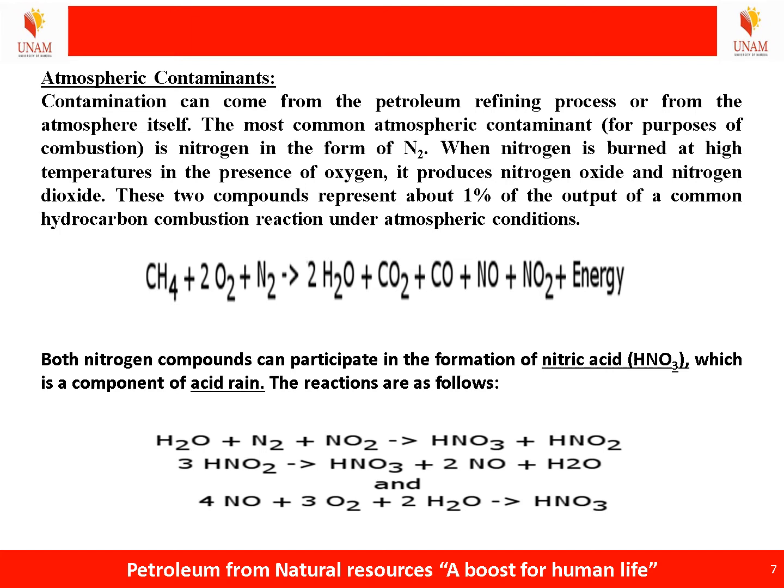The reactions are as follows: water plus nitrogen dioxide gives HNO3 plus nitrous acid. Then nitrous acid forms nitric acid plus NO plus water. And when nitrogen oxide reacts with oxygen and water, it produces nitric acid. So these are the basic components of acid rain.